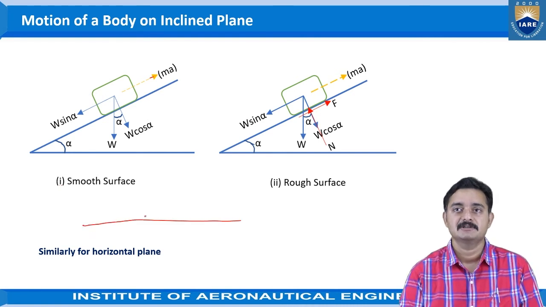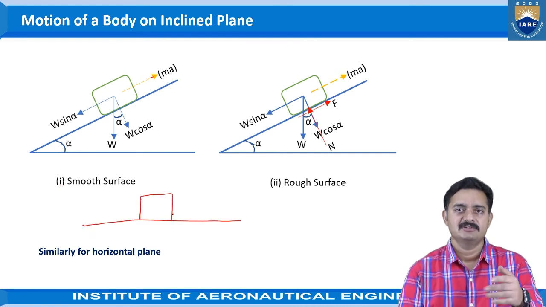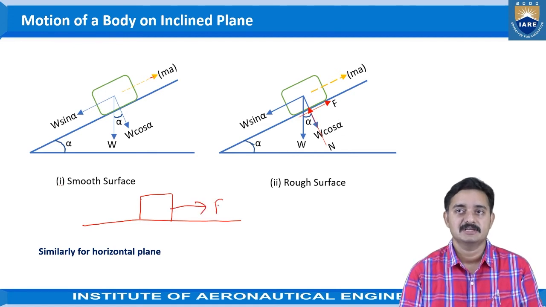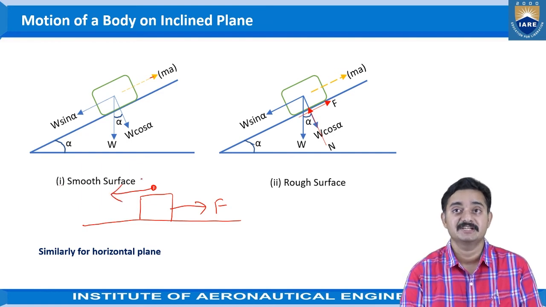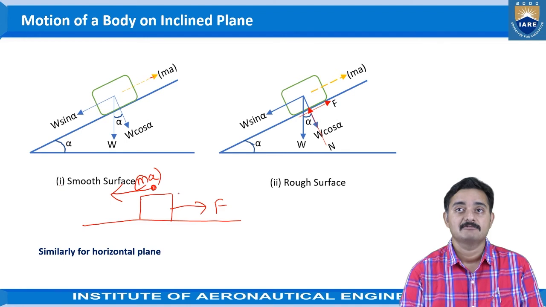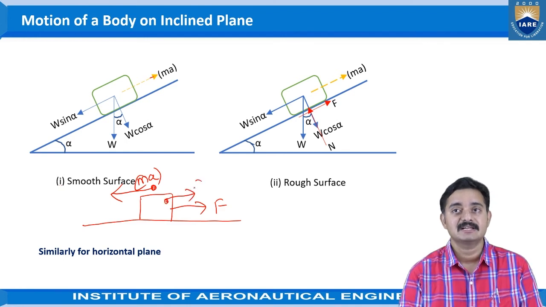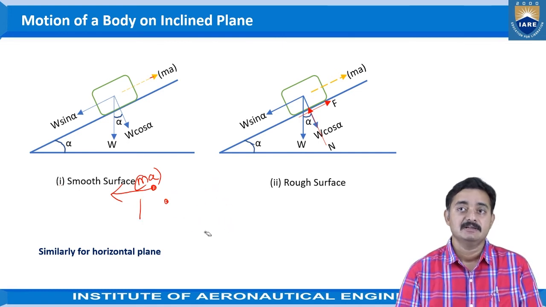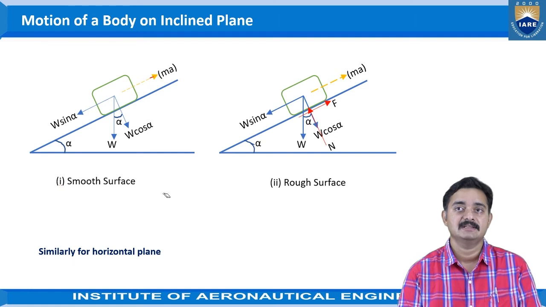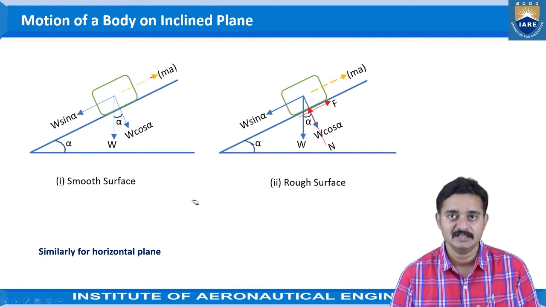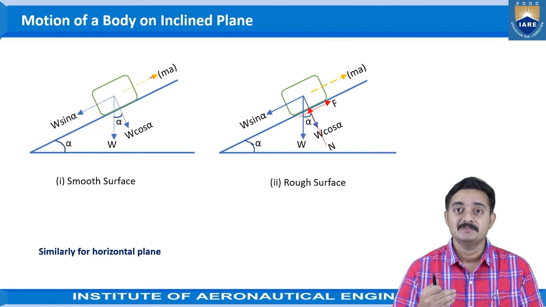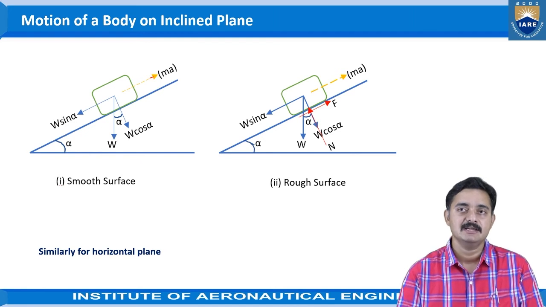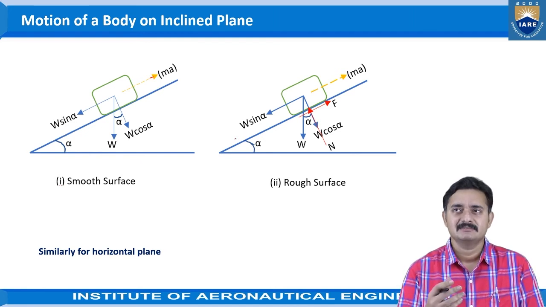Let us say there is a horizontal plane and an object is placed here. As we have discussed previously, the object is applied with a force F. Then the inertia force will be acting towards the left, because this object is accelerating towards the right. We need to consider the direction in which the object is achieving the acceleration.